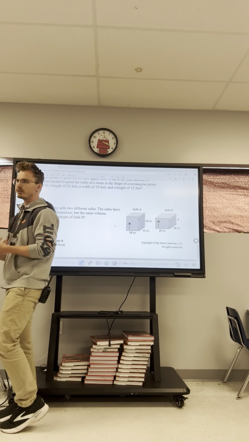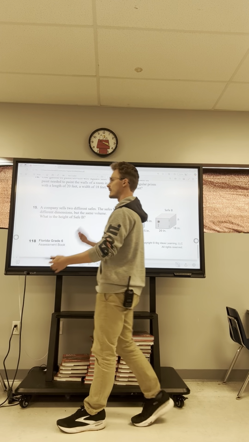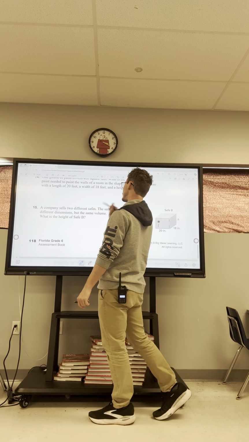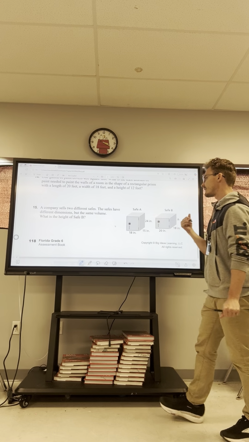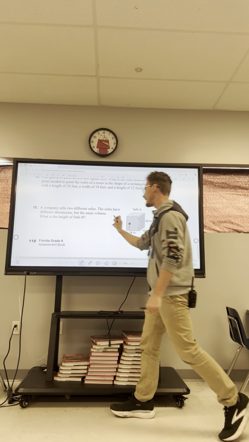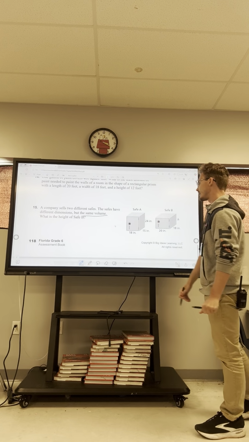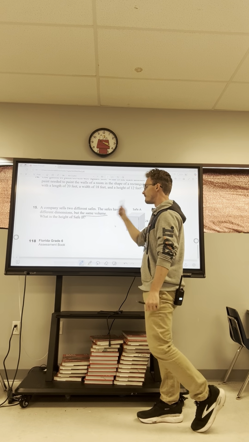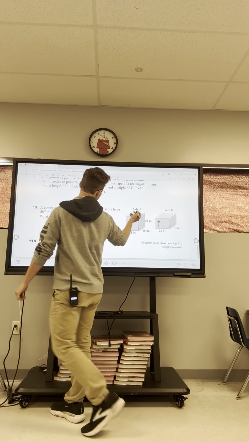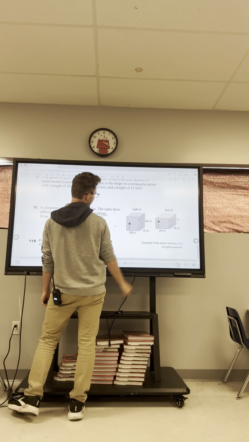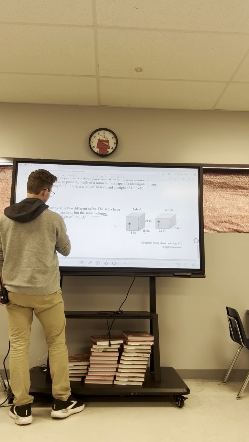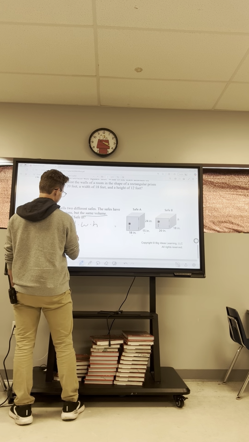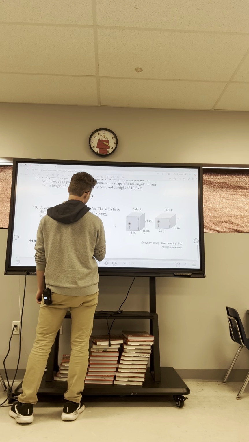Again, volume, 9.6. They know it. It's just we're having to apply those skills now. The company sells 2 different safes. The safes have different dimensions, but the same volume. What's the height of safe B? Well, it looks like we need to solve what our volume is first. So in safe A, we have all 3 of our needed length times width times height. So volume equals length times width times height. And we fill it in, 18 times 15 times 24.